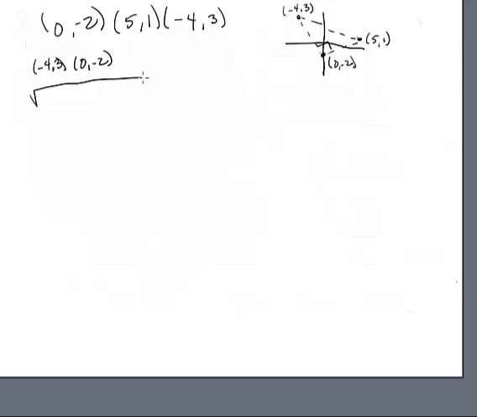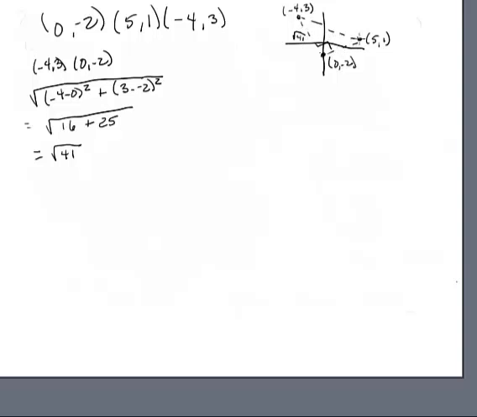Okay, so the formula says subtract the x's and square them. Subtract the y's and square them, and we'll take the square root. All right, this is negative 4 squared, which is 16. And this is 3 plus 2 is 5 squared is 25. So that becomes square root of 41. So I know what this distance is now. It's the square root of 41.